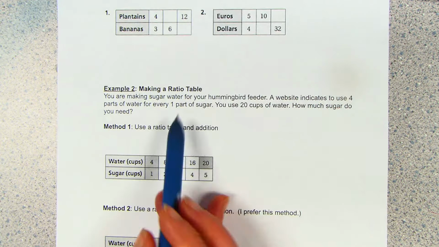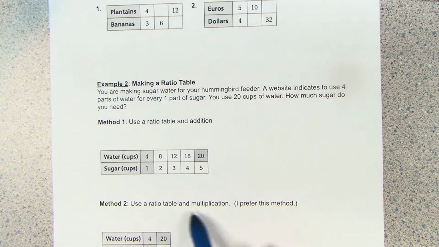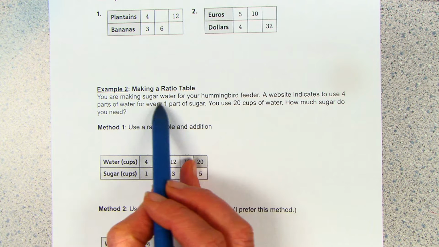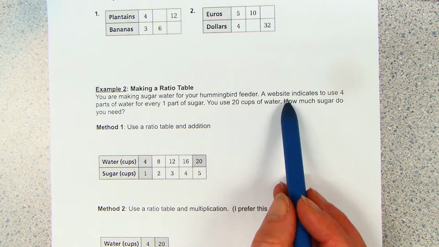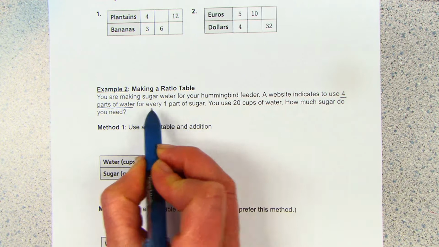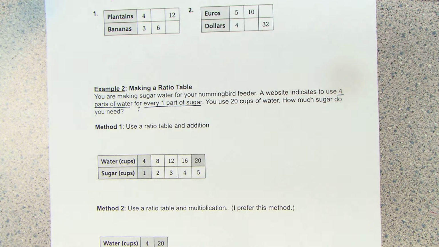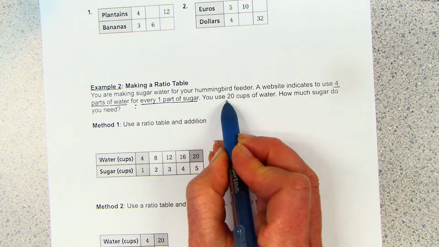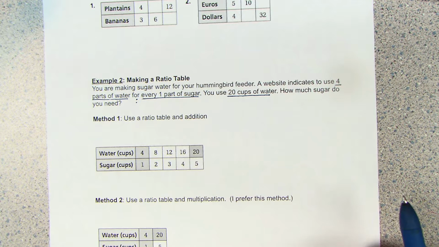Now we're going to make a ratio table, and we will do it two ways. We'll do it with the addition way, and then we'll use the multiplication way, and you can decide which way you like better. So if you are making sugar water for your hummingbird feeder, a website indicates that you should use 4 parts of water, that means like the little dot, to every 1 part of sugar. Okay? And now it tells us that we're going to use 20 cups of water. How much sugar goes with 20 cups of water?